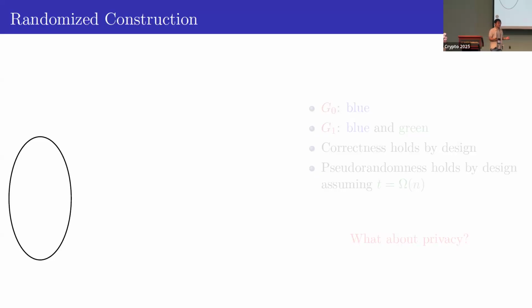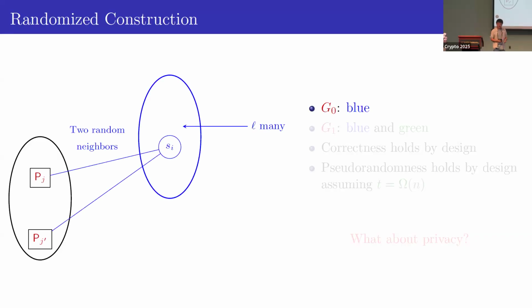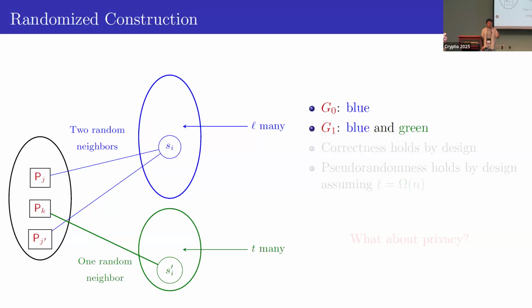By randomized construction, I mean that these two bipartite graphs are no longer fixed, but they are a distribution of bipartite graphs. And once we go to randomized construction, our idea is quite natural. For G0, what we sample is just a random graph with degree 2. So we will sample L, to be determined, many seeds, and we will distribute each seed twice. So the degree of these seeds is 2. The blue part is basically the G0 bipartite graph. And for G1, we will additionally sample some other seeds that will only be given to one party. So these seeds, the green part, will have degree 1.